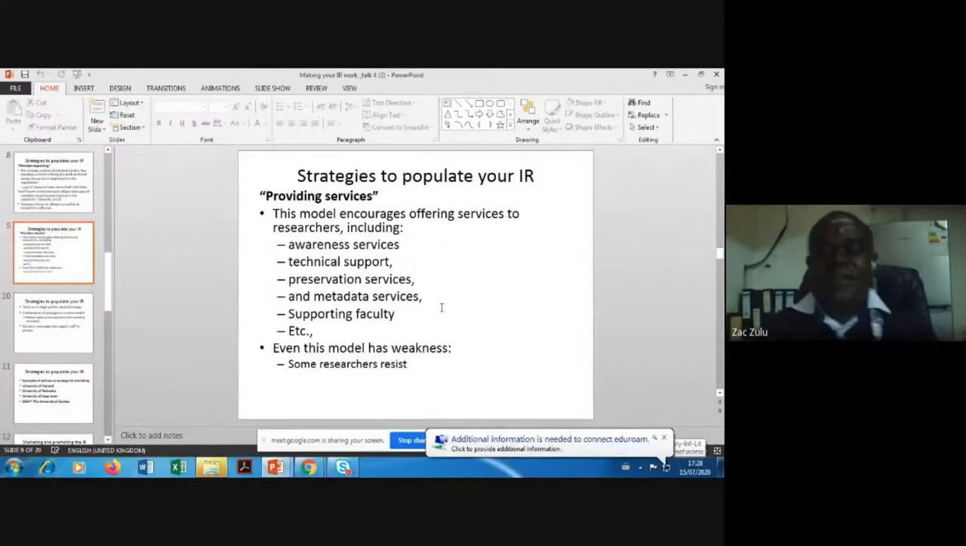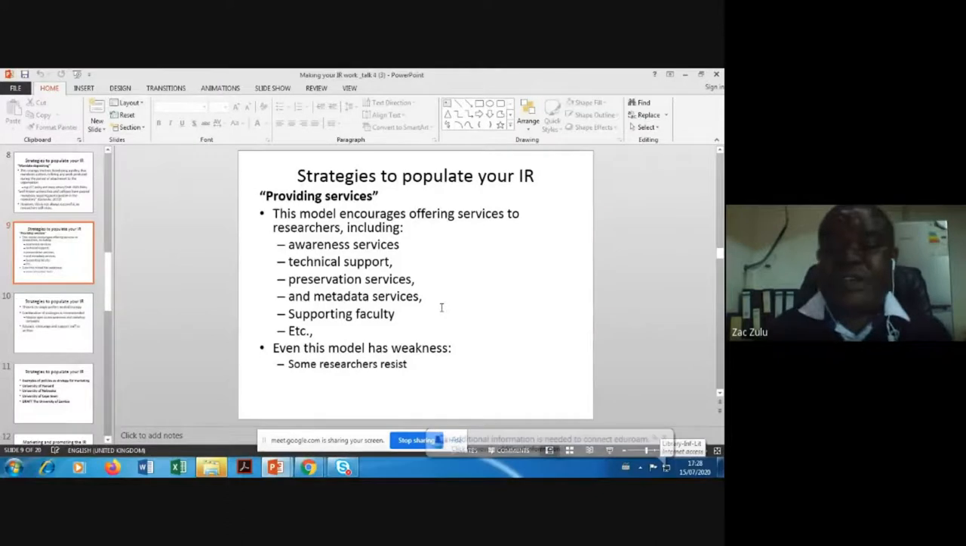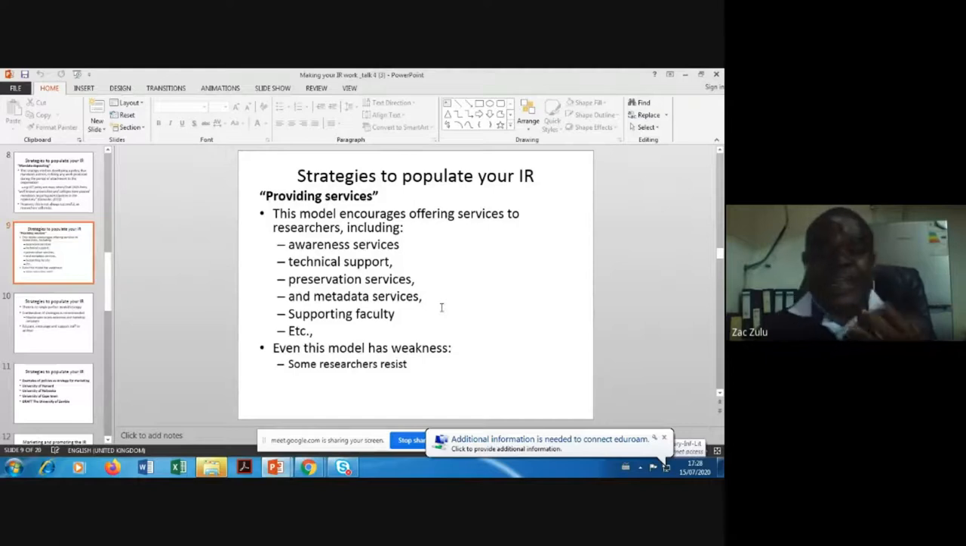And then these are some of the other ways we have put in place to populate our IR, that is providing services. Okay, like the awareness services. In our library, we have got academic librarians who are at master's level, so they are attached to schools. We have got 12 academic librarians attached to schools. In those schools, at their board of studies meetings, they have been mandated to market the IR and to teach the lecturers how to self-archive their work. Okay, they also provide the technical support.